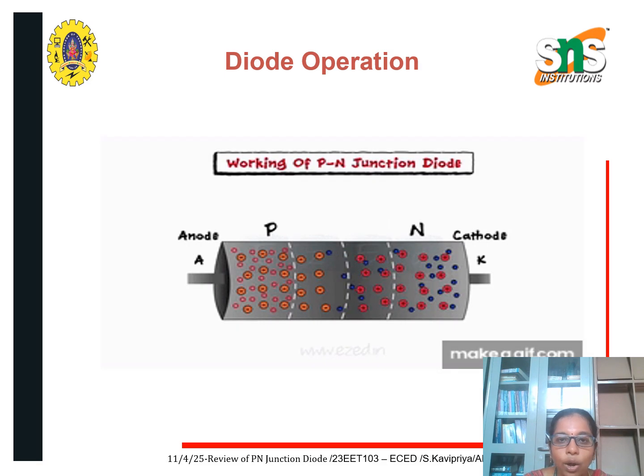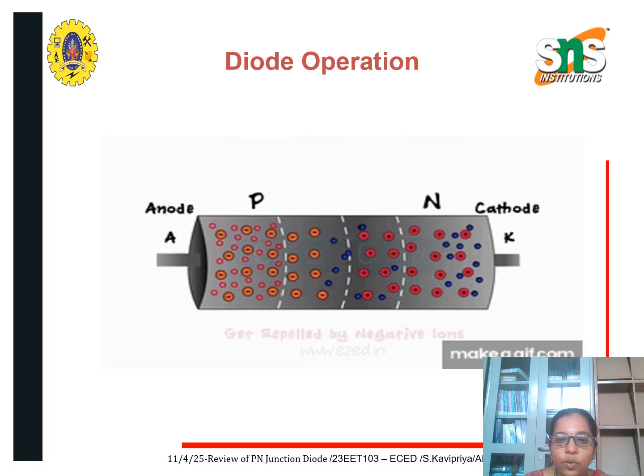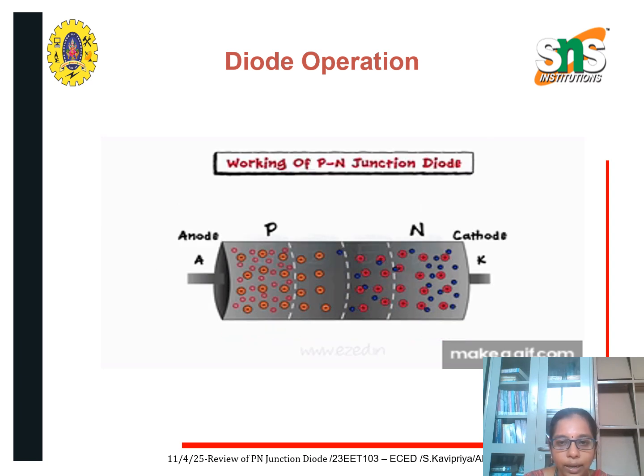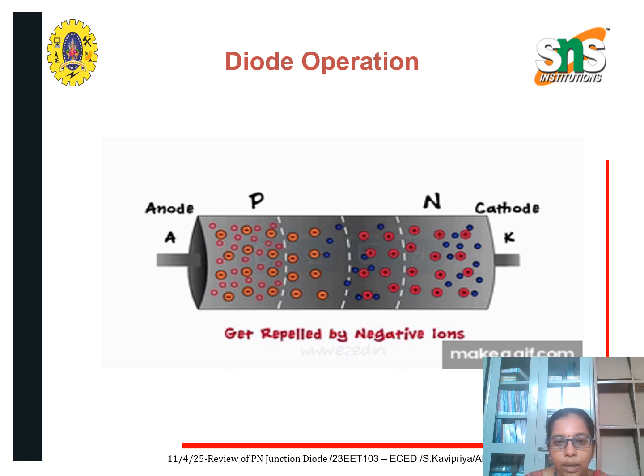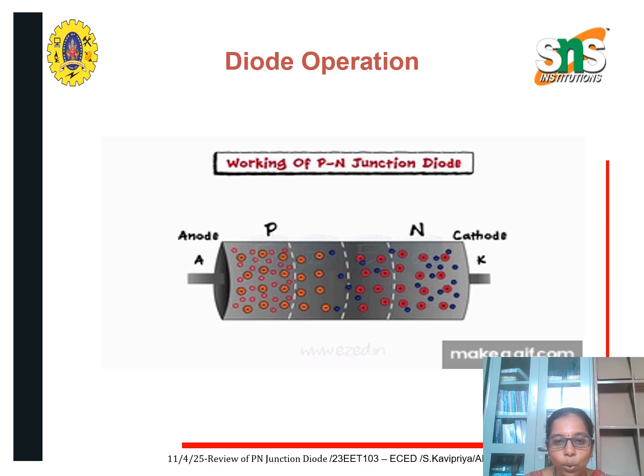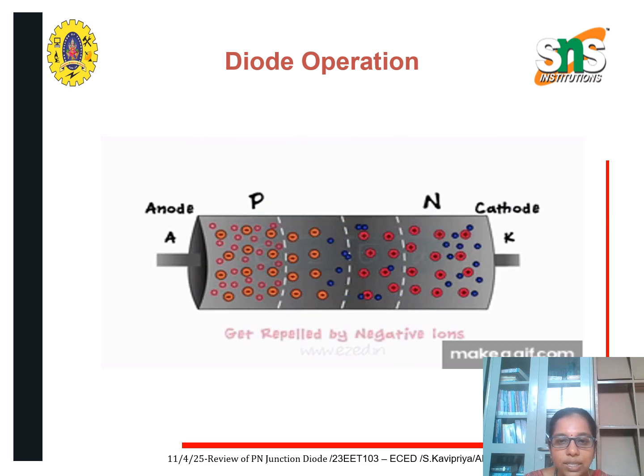And next is the operation of a diode. When a supply is given to the diode, the electrons in the N layer will move towards the P layer and holes in the P layer will move towards the N layer. So the combination of electron and hole pairs takes place, which results in a flow of current.